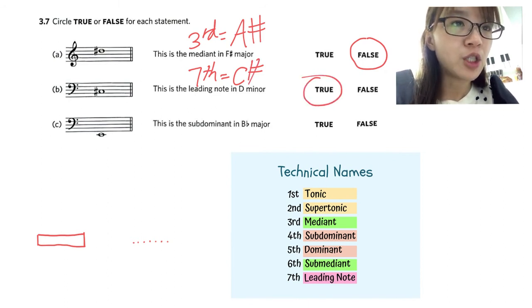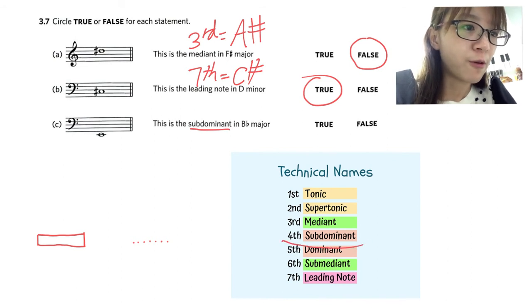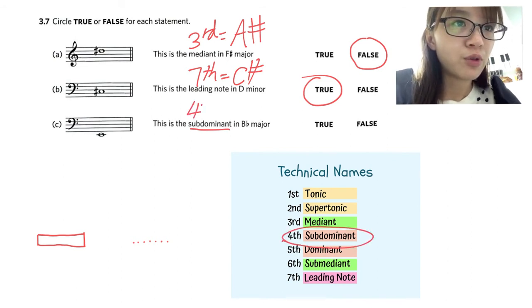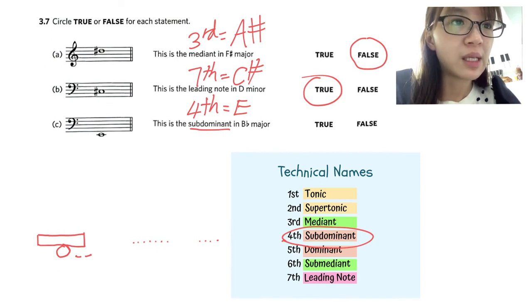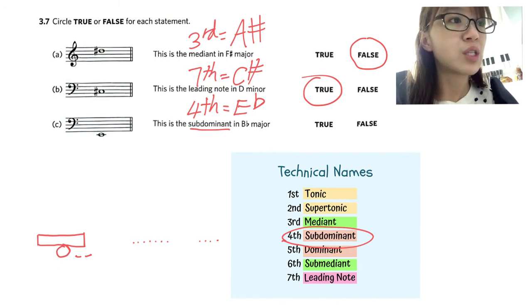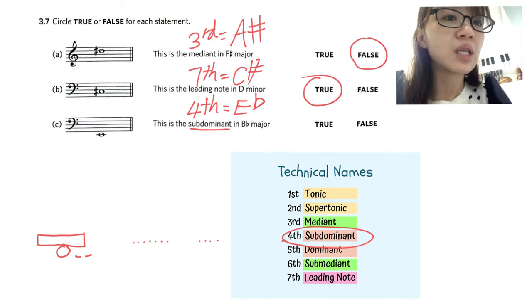B flat major, subdominant is the fourth note. Fourth note of the B flat, you can count 1, 2, 3, 4, is the E note. And now we need to check B flat major has B flat and E flat. The fourth note is E flat. So if you put the E, it is not correct. So that's why I mentioned earlier on, you not only need to know the technical names, you also need to know the key signature chart. So the answer is false.